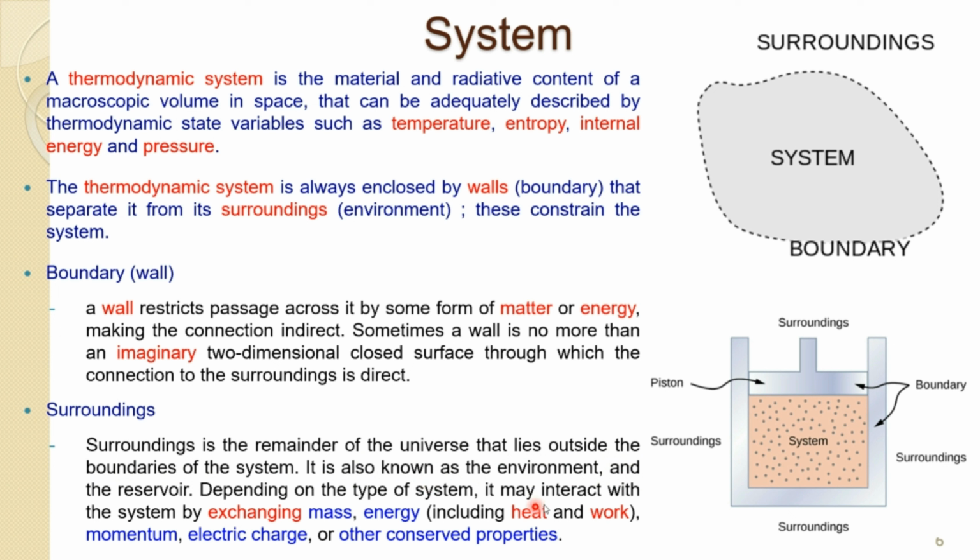Depending on the type of system, it may interact with the system by exchanging mass and energy, including heat and work, and also momentum, electrical charge, and other conserved properties. So the system and surroundings can exchange what? Mass and energy. Energy can be thermal energy, which we call heat. It can move, so this is kinetic energy. So not only kinetic energy and thermal energy, but also mass, momentum, electrical charge, or some other properties.